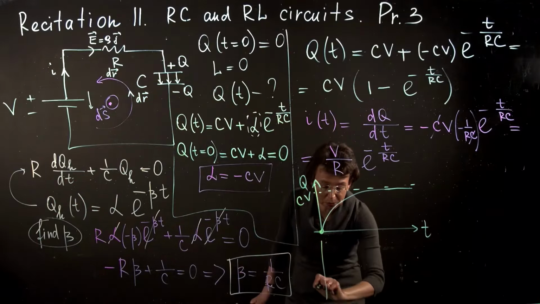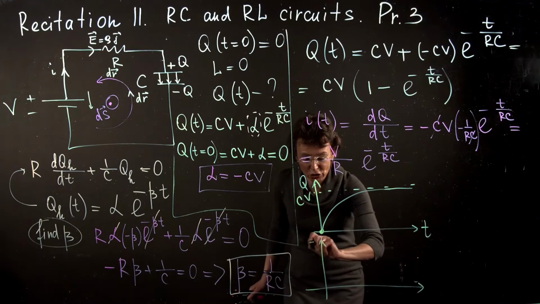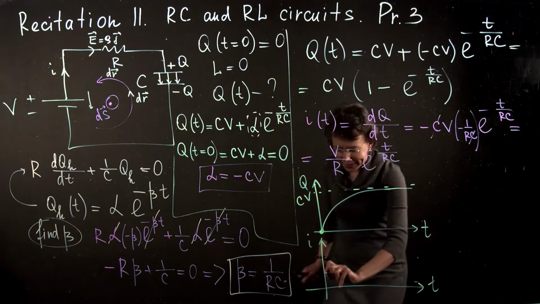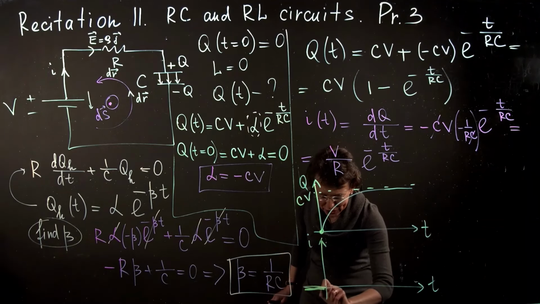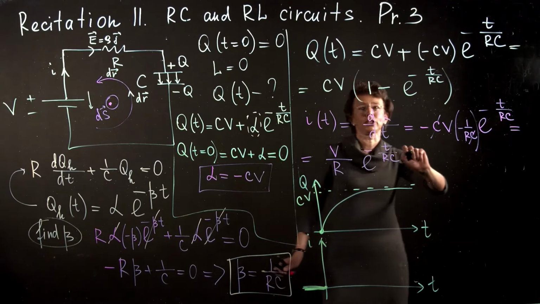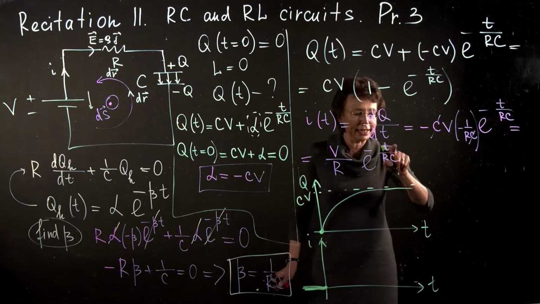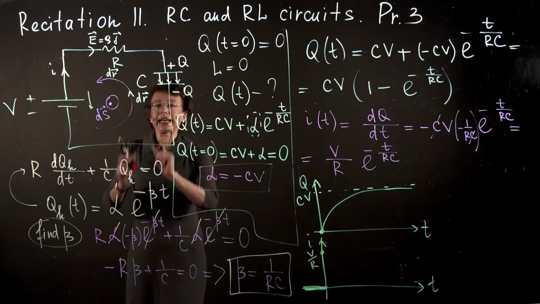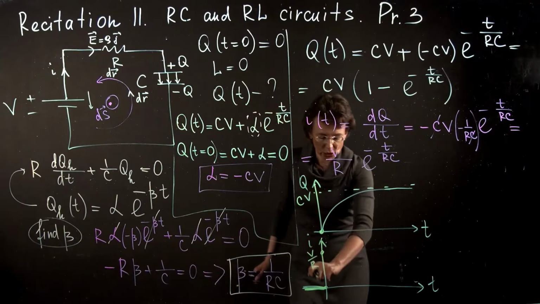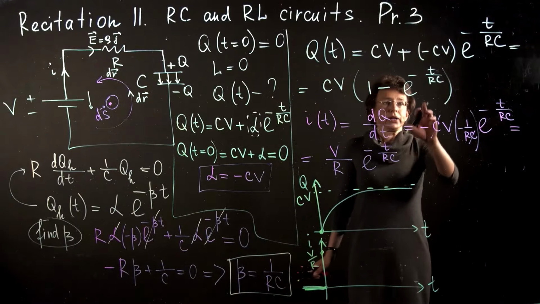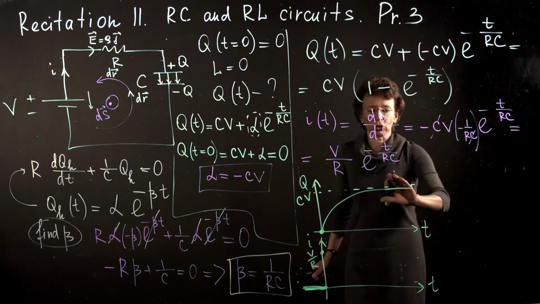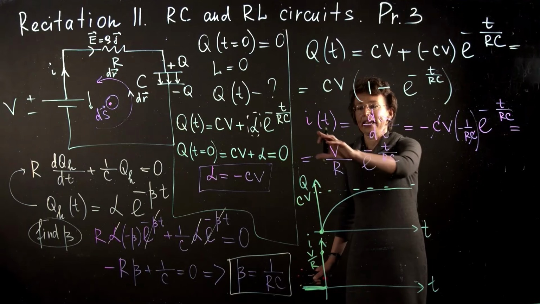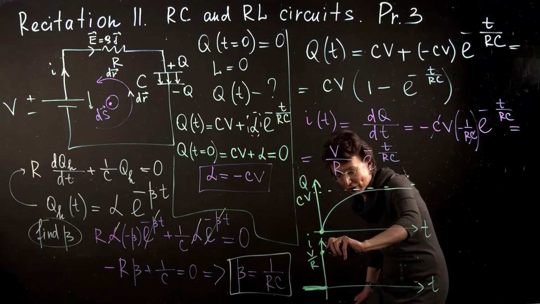And now let's plot the current as a function of time. Here, before we start our clock, current is 0. And at time moment 0, I look at current, e to 0 is 1. So all of a sudden, current jumps to V over R. Why does this happen? This change happens because we neglected self-inductance. That's why current jumps. But then, as time tends to infinity, current tends to 0.